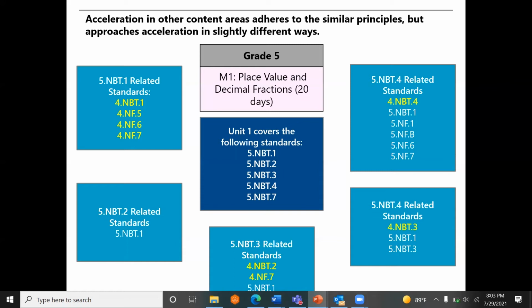Knowledge of the coherence of the standards is imperative, and I cannot say that enough. Knowledge of the coherence of the standards is imperative when you're planning those just-in-time scaffolds for learning acceleration. It's important to also note that when we have related previous grade standards, that does not necessarily mean that the previous grade standard has to be mastered in its entirety before teaching the current grade level standards.